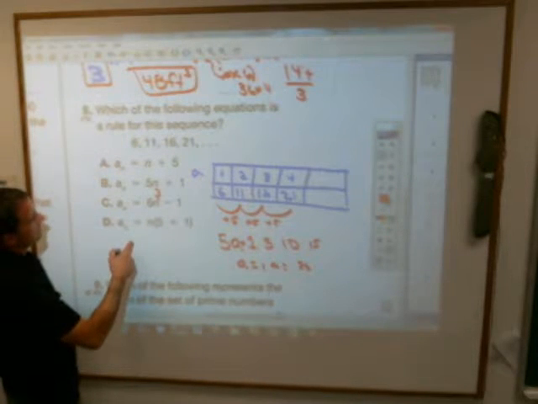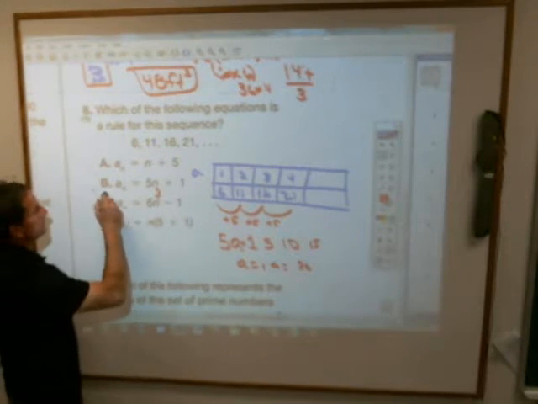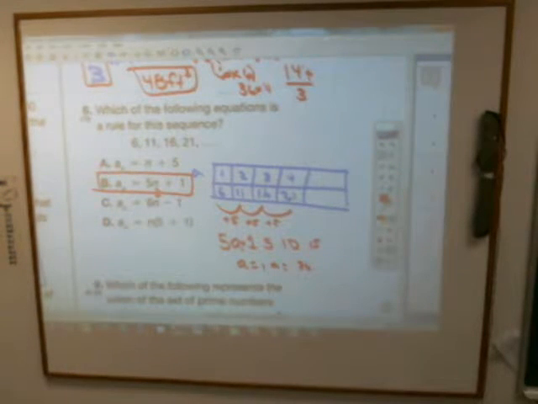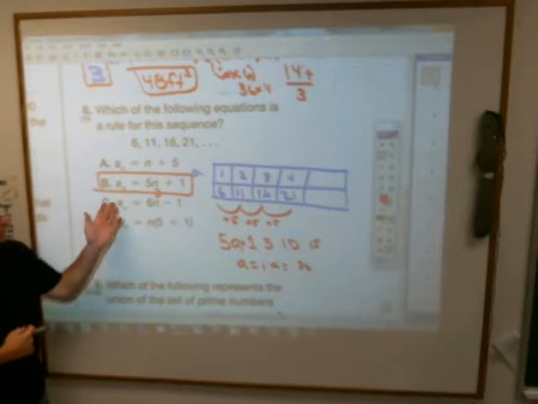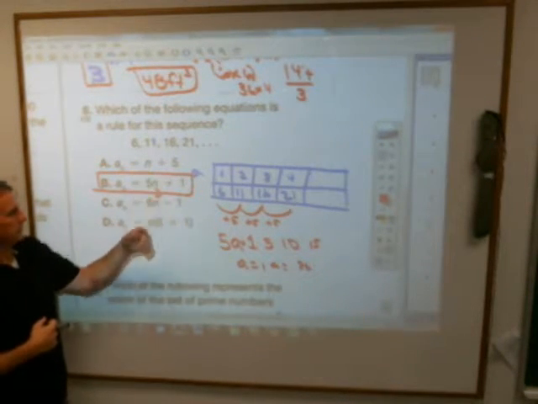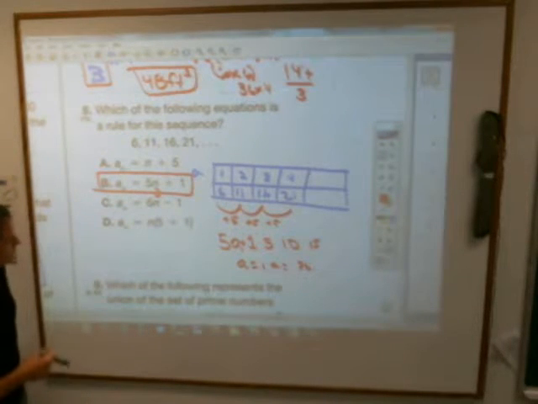Which one is that? B, I'm sorry, yeah. Sometimes you're so close that you don't see it. But you could just put n in for the number of the term: first term, second term, third term, fourth term.